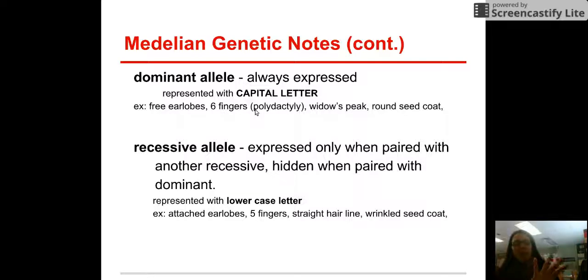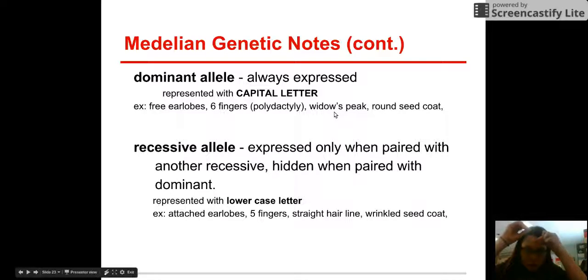Okay, and that usually it's just one extra finger kind of coming off here, off of the pinky finger, and it's usually removed pretty quickly after the child's born. Widow's peak. If I talk to you guys about widow's peak, I have a widow's peak. There's my widow's peak right there. Okay, that's a dominant trait. And then in Mendel's peas, having a round seed coat was dominant.